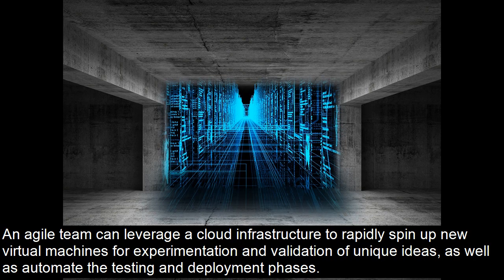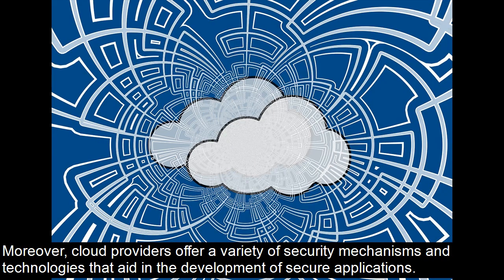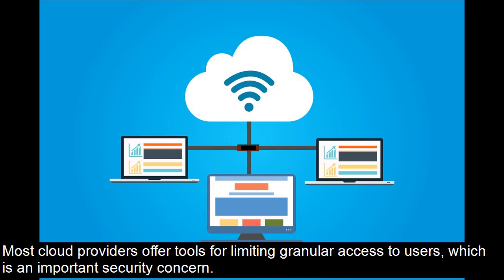Team members who utilize cloud infrastructure can execute and deliver value to customers more rapidly. An agile team can leverage a cloud infrastructure to rapidly spin up new virtual machines for experimentation and validation of unique ideas, as well as automate the testing and deployment phases. Enhanced security is provided by private cloud hosting, which provides isolated firewalled infrastructure. Moreover, cloud providers offer a variety of security mechanisms and technologies that aid in the development of secure applications. Most cloud providers offer tools for limiting granular access to users, which is an important security concern.